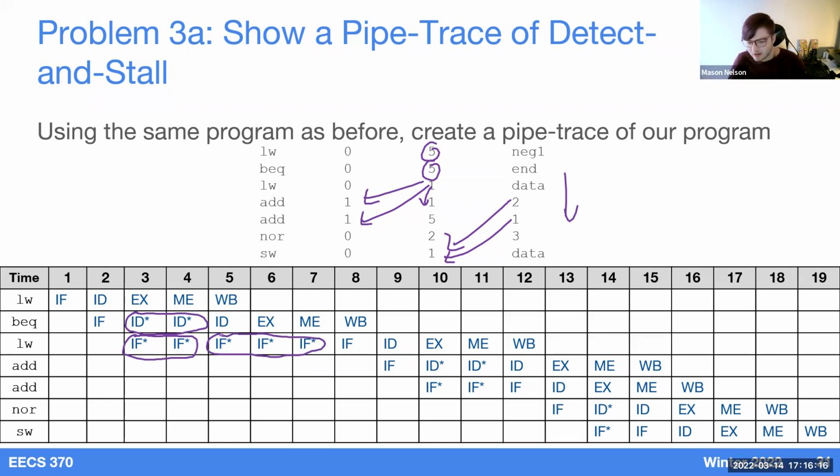Right? So moving along, things are going to look similar. So here we have an add that depends upon the LW. So we'll wait until the ID and write back stages match up, which will of course stall the next instruction again. These stalls are all for the same reason. And then we'll have one more with the NOR, or let's see, we're waiting for this write back to line up with this decode, and the same for the SW, where we're waiting for this decode to line up with this write back. And that's going to fix all of our hazards for us.